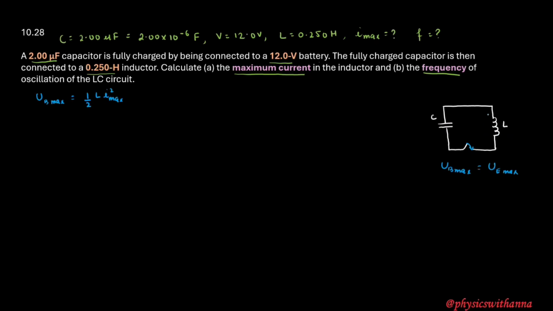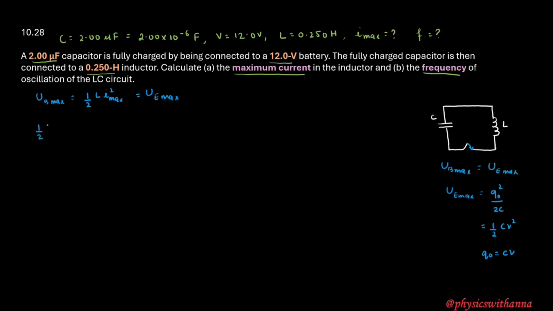The current becomes maximum in inductor when the capacitor is completely discharged. And when the capacitor is completely discharged, all of its energy now has been transferred to inductor. So you can write this to be equal to UE max. Now UE max you can calculate by using the rule Q naught squared over 2C, where Q naught is the maximum charge across the capacitor. Or you can also get this energy as half CV squared, because we know that charge Q can be written as C into V.